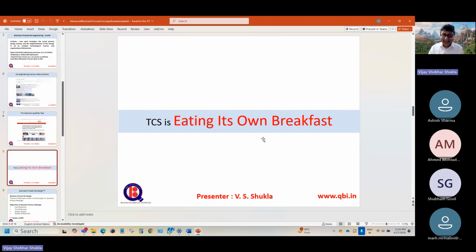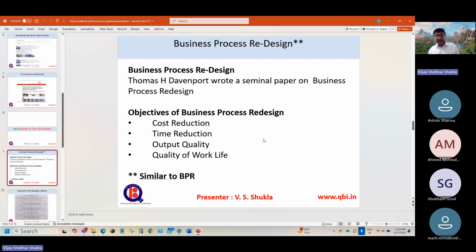In Silicon Valley, there is this saying that we eat our own breakfast. This means Oracle will say, not only am I selling Oracle database to my clients, but within my own organization, we are running our HR services and our corporate information systems on Oracle. So this is, we eat our own breakfast. Business process redesign: similar to business process reengineering is business process redesign. Again, the focus is on cost reduction, time reduction, better output quality, and better quality of work life.